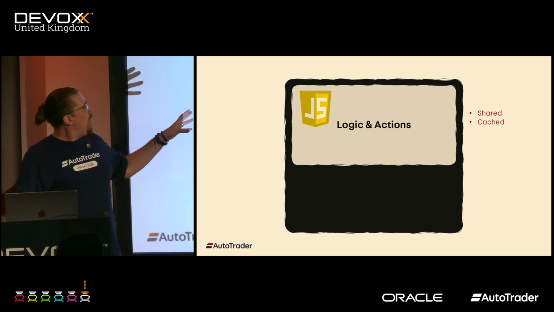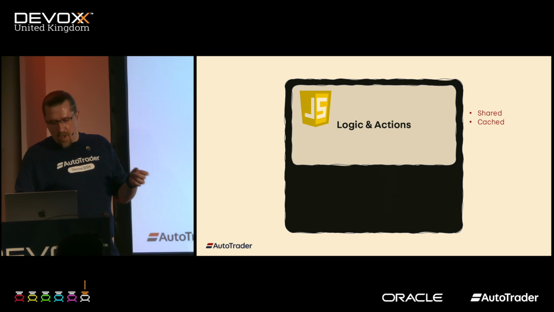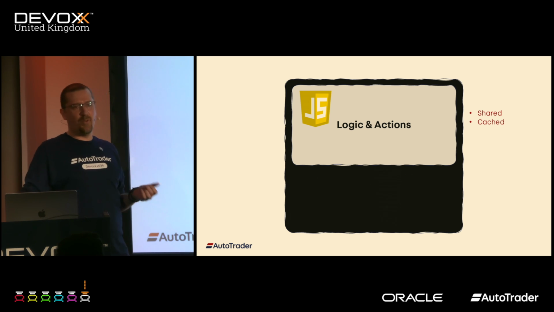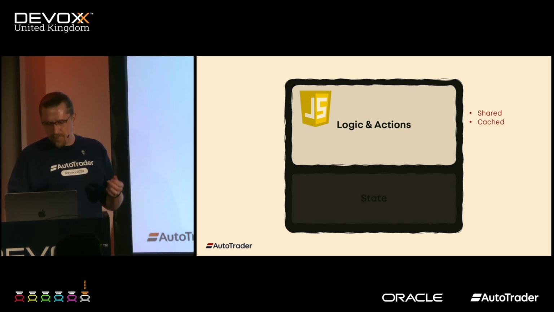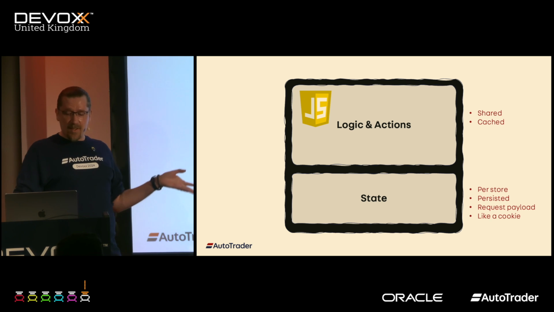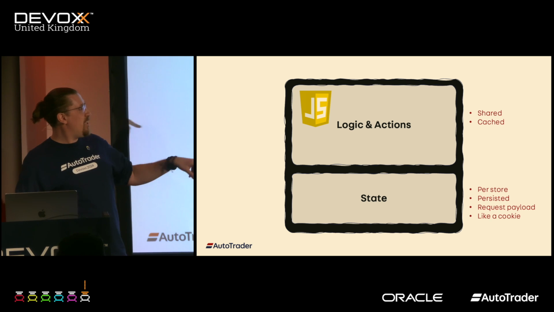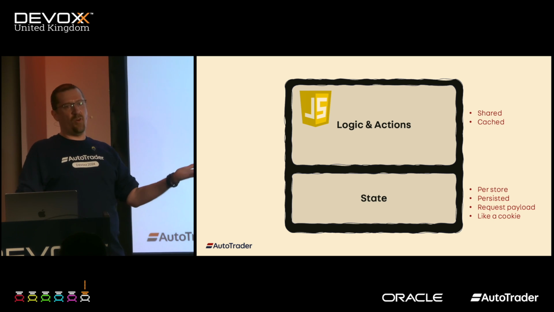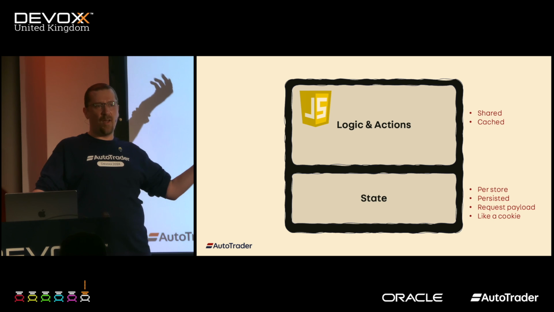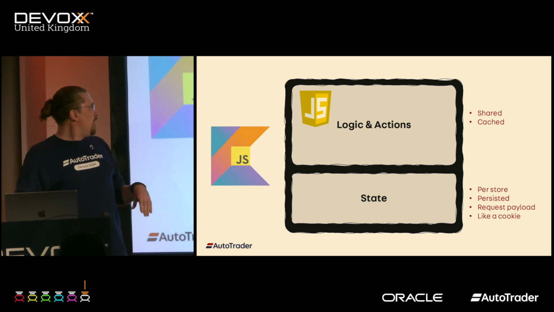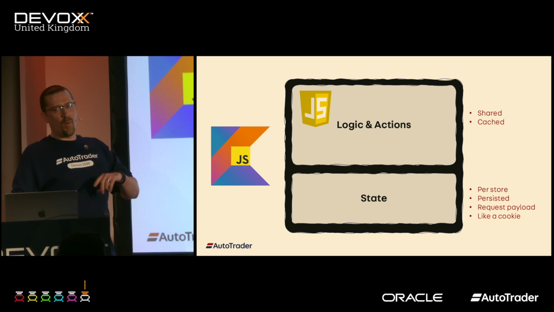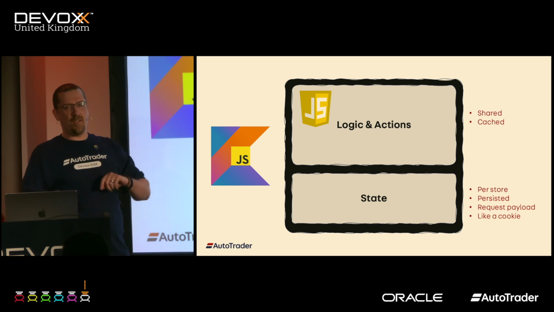And this is done in JavaScript. We actually originally did it in some really cool JSON language that I'd invented, but everybody else didn't think it was cool, so JavaScript was miles better. Then we've got the state, which is done per store, it's persisted, and we can send that up on the requests. So think of it like a cookie. That's the easiest way I describe it. And all of this is now done using Kotlin multi-platform, and that's how we bind it to our DSL.